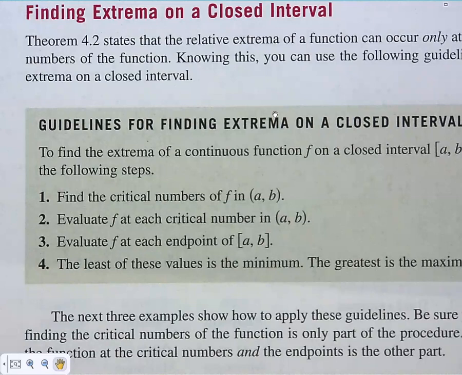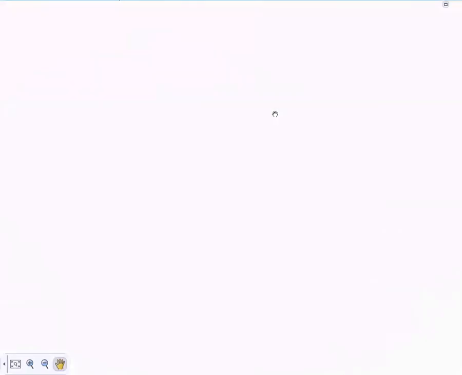I just make a little XY chart, put my critical numbers and my endpoints on that XY chart. Get the Y values from the original function. The highest Y value is the absolute max. The lowest Y value is the absolute min. All right, so we're not going to have time to do a whole bunch of these. But let's see, we'll do something that is a polynomial and something that's not, because we have about 7 minutes.